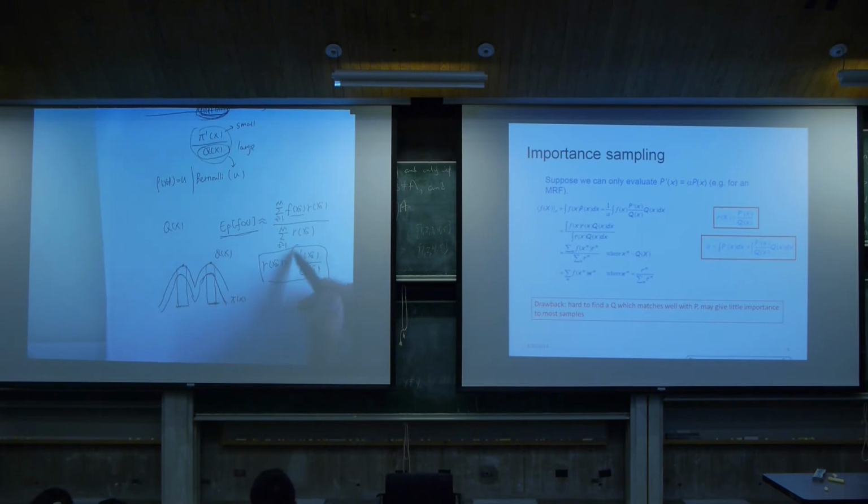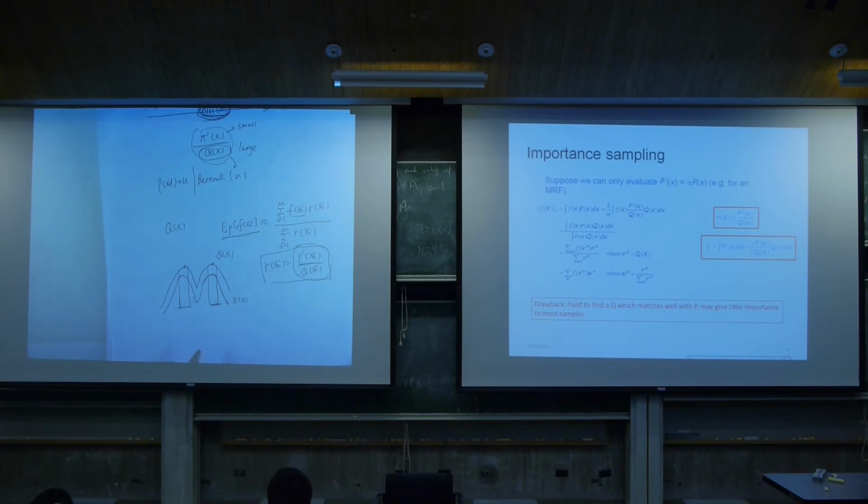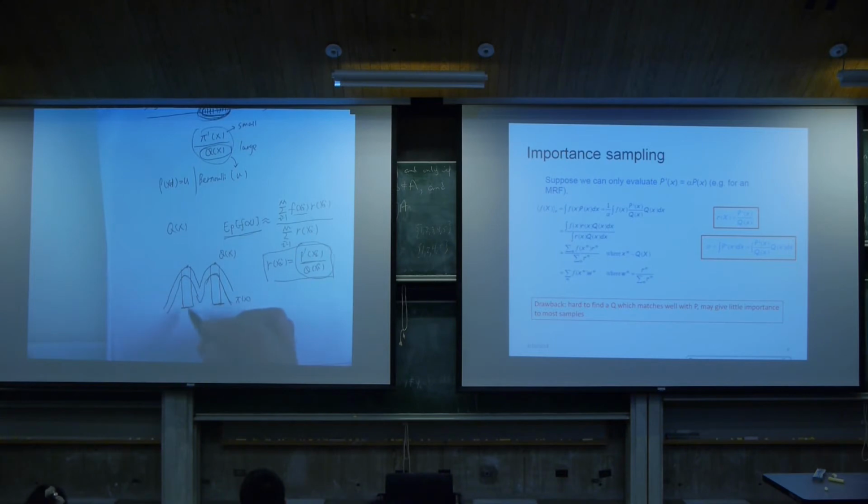And if you look at this equation, this weight is pretty much like 1, because these two values are very close. That is to say, you give a lot of attention to most of the samples you generated. And with the samples generated here, you can get a very good approximation of the true expectation.